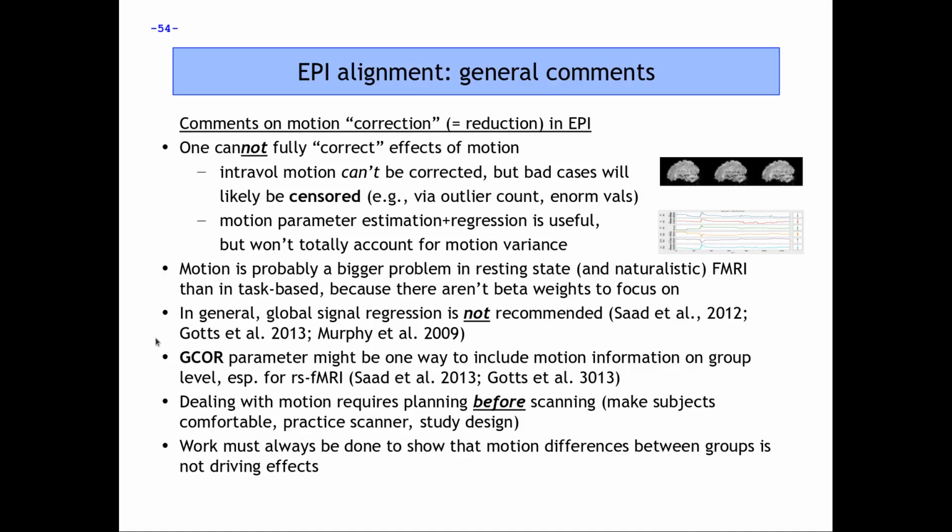G-core is a more palatable way to try to deal with motion effects at the group level. And again, the most important thing you can do for motion mitigation or correction is study design. Make sure your subjects are used to being in a scanner and take into account all the effects ahead of time that you can. It's much easier to mitigate than to try to solve the problem later.